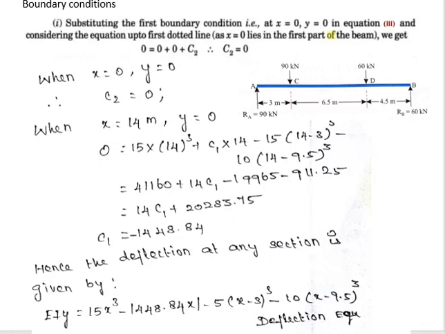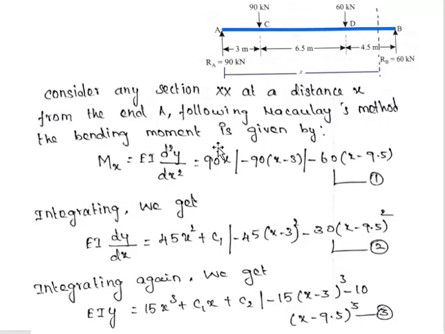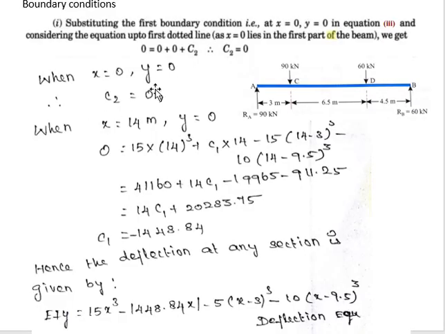In the next step, after finding the bending moment equation, if you integrate this, you get the slope equation. Again, integrating the slope equation, we get the deflection equation. After this step, we go to boundary conditions to find the values of constants C1 and C2. For a simply supported beam, the deflection is 0 at the supports. At the end, if there is any support, on that place the deflection is 0.